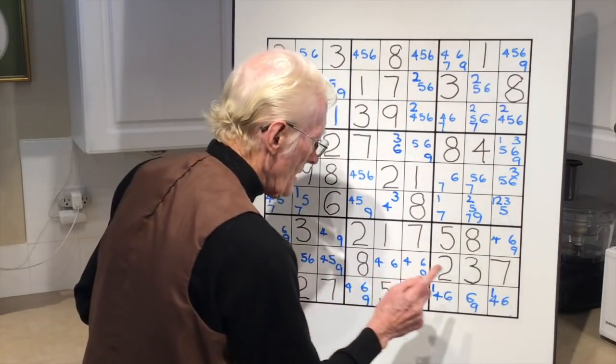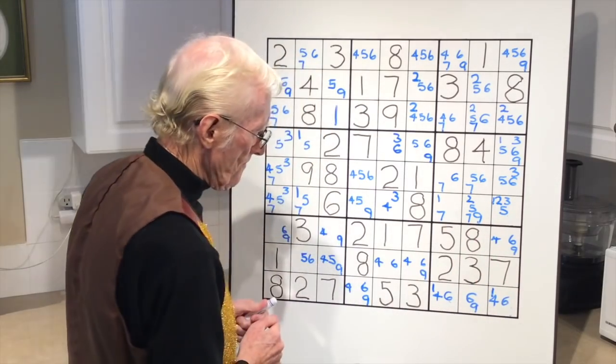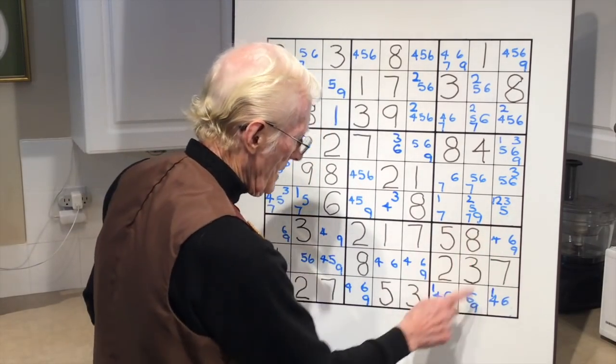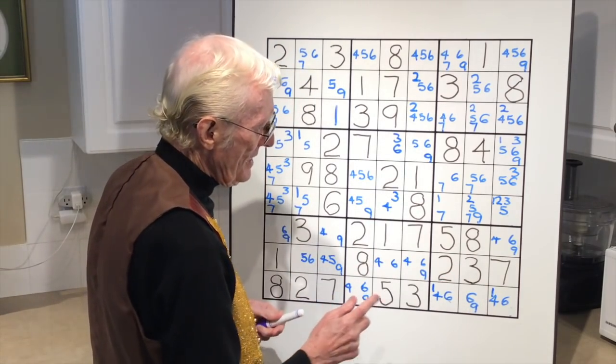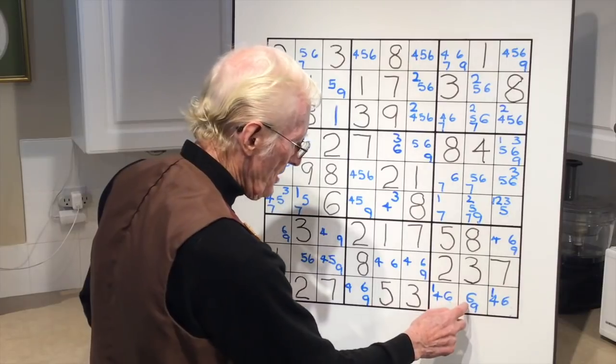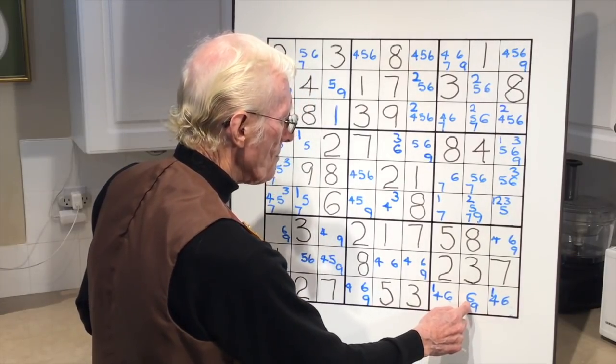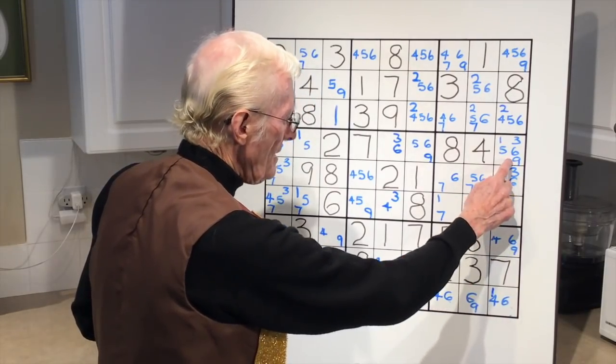If I look at this, now in this block there's only two 9s. One of those is going to be a 9. Let's see what happens if I try LCR. If this is a 9, I can go up. I can't go to there. I have to go to there.